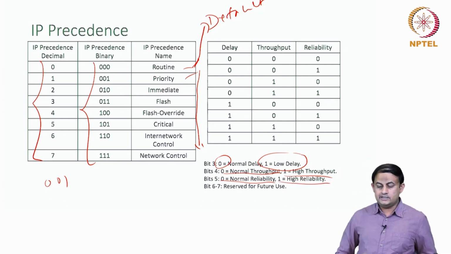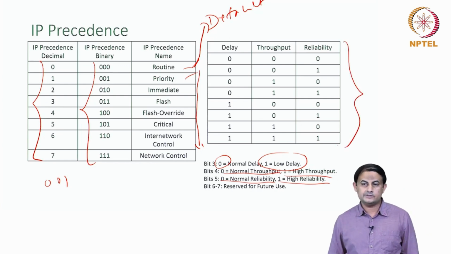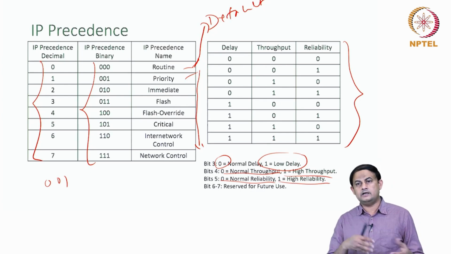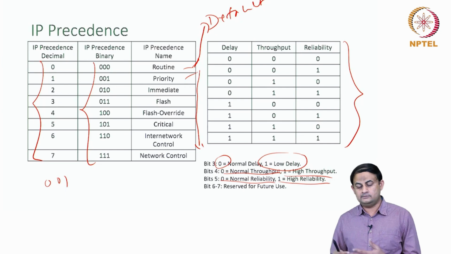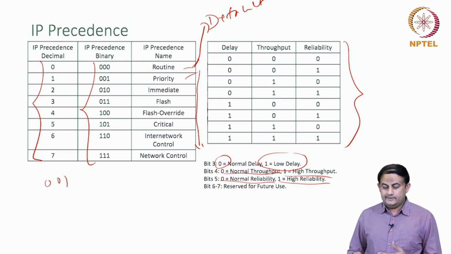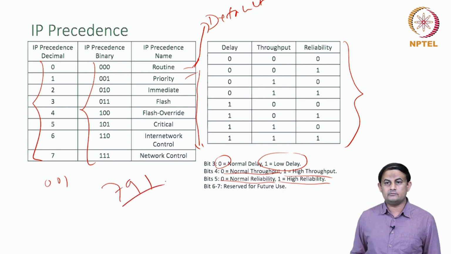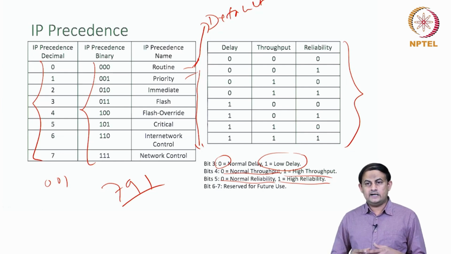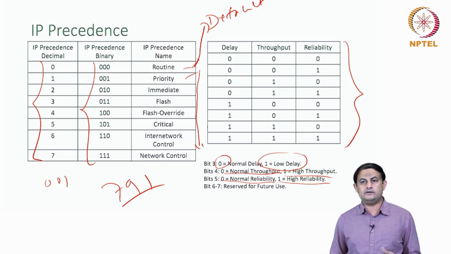As you can see, what is shown in this table is the possible combination of the values that you can specify, by appropriately setting a delay, throughput or reliability component to either 0 or 1. But although this is possible, RFC 791 mandated that you don't ask for more than 2 of these parameters in one go.